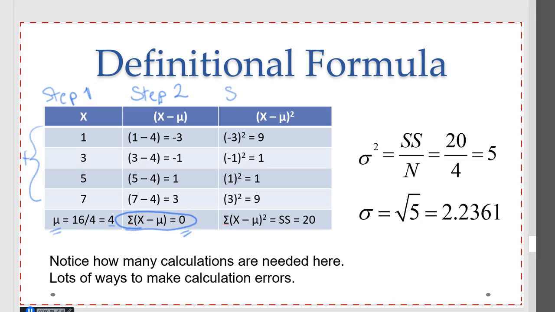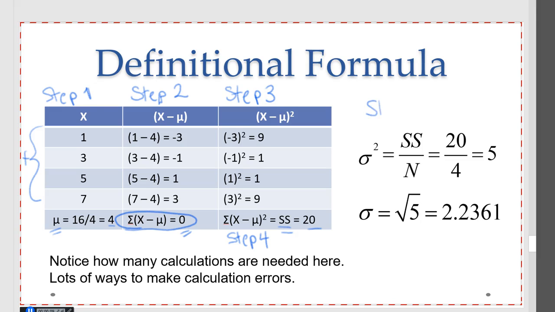Step 3, square each deviation. So we're going to take negative 3 squared is equal to 9, negative 1 squared is equal to 1, 1 squared is equal to 1, and 3 squared is equal to 9. Step 4, we add up the results. 9 plus 1 plus 1 plus 9 is equal to 20. This is our sum of squared deviations, or SS.